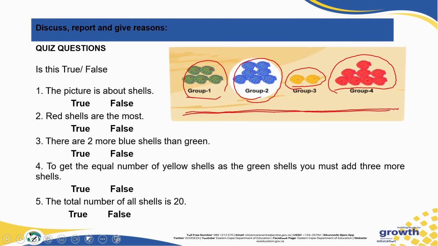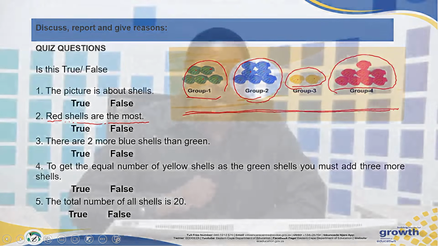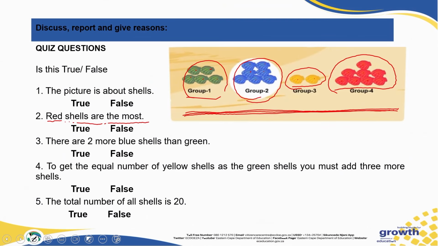Our second question says, red shells are the most. Ezi shells zam zibomvu zezona zininzi. Is that true or false? How are we going to know okokokuba yinyani le okanye asiyo nyani? Izawusincedisa kaloku le data, great ones. We are talking about red shells. Just by looking, even if we haven't counted the shells, by looking at the number, we can see that red color is the most color. So our statement is true.